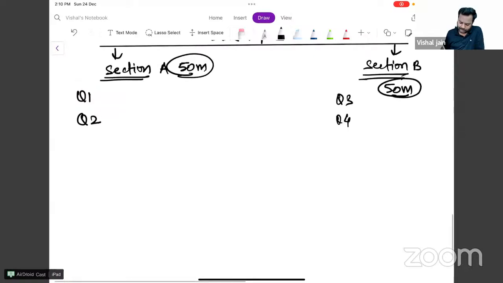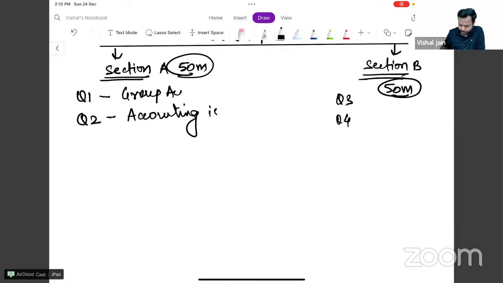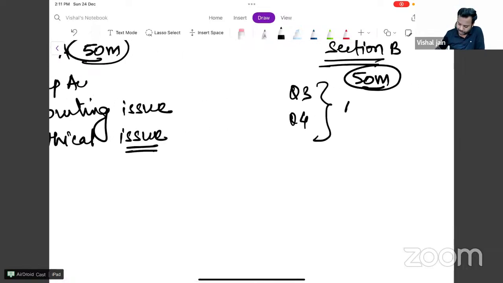Now, what will happen in question number 1? Definitely, it will be a question of group accounting. Question number 2 will have an accounting issue plus an ethical issue. You have to highlight what ethical issues are there in that question and answer that. Question number 3 and question number 4 will be particularly from an accounting issue.